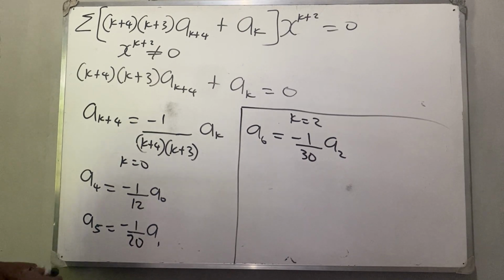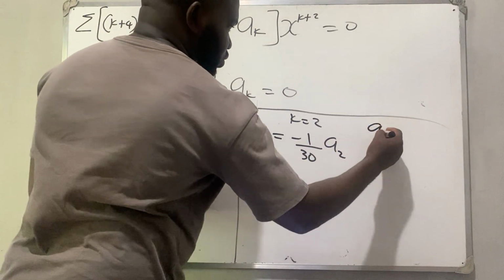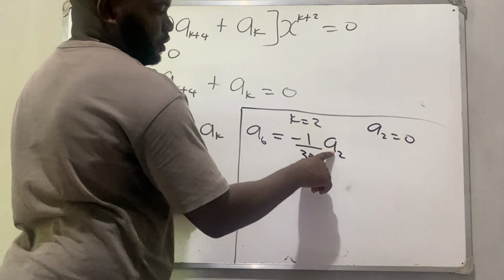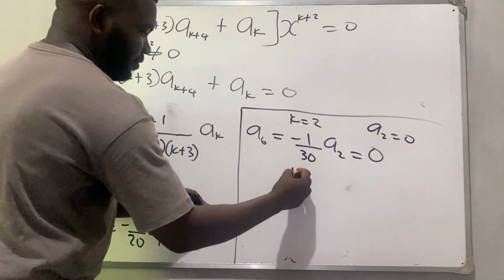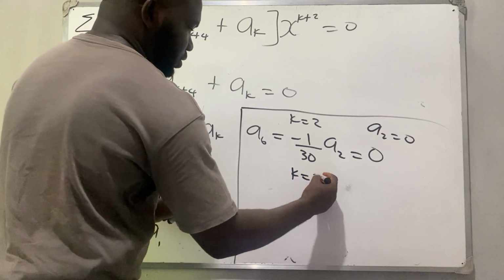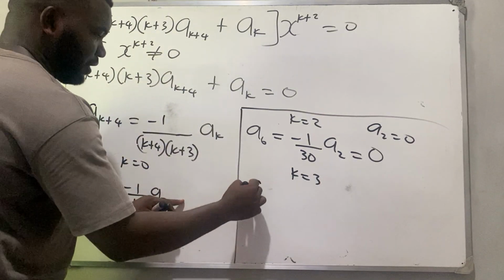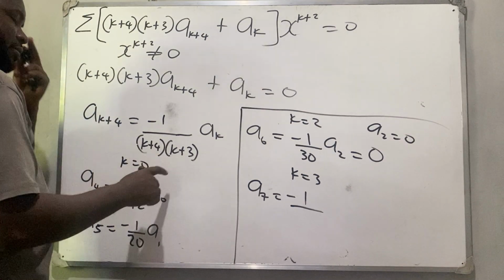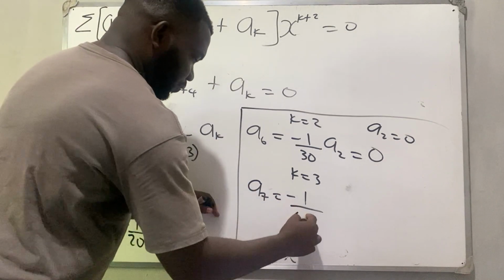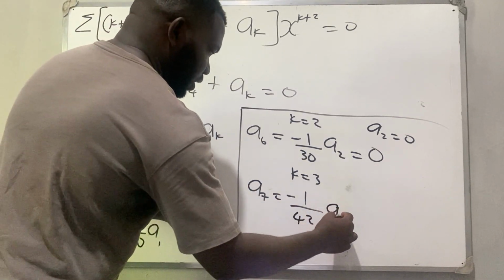It's not possible. So since it's not possible, we conclude that a2 is equal to 0. So if I put the 0 here, which means that a6 is 0 as well. Okay? So we have that k is equal to what? 3. When k is equal to 3, we have that a7 is equal to minus 1 over 7 times 6, which is 42. So I have 42 a3.